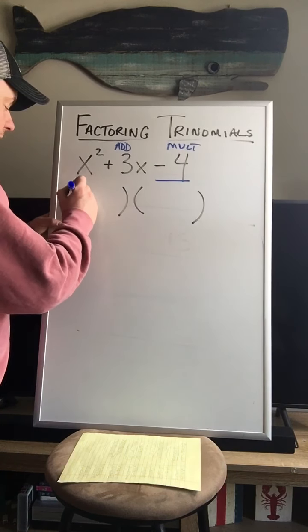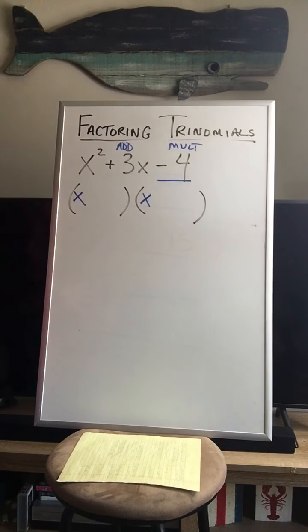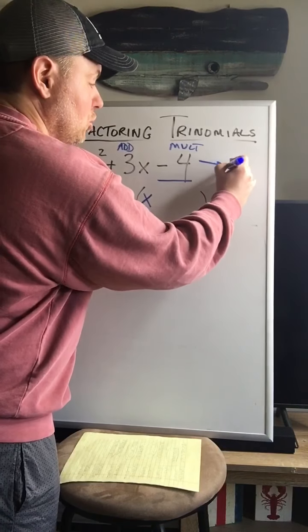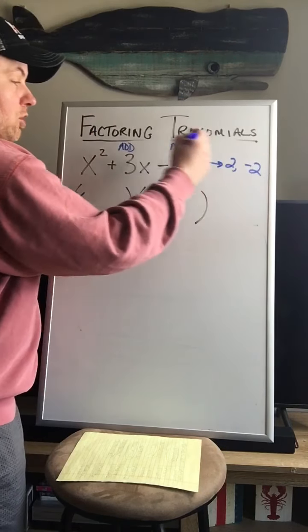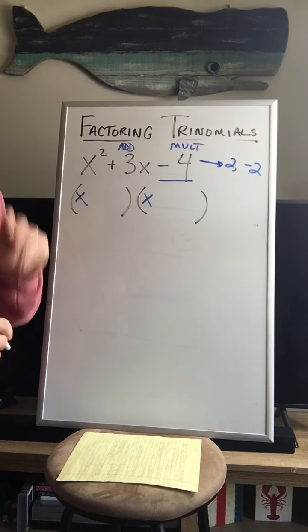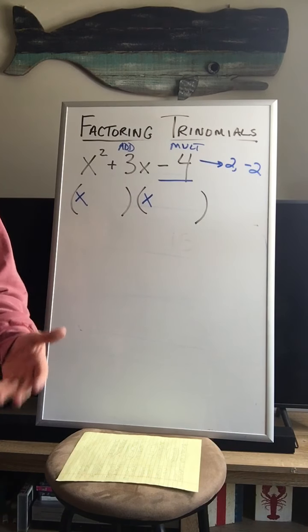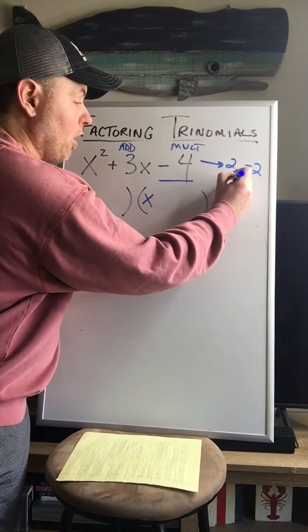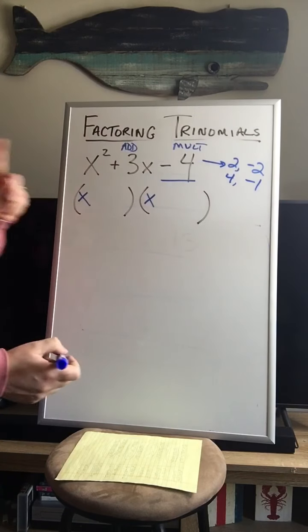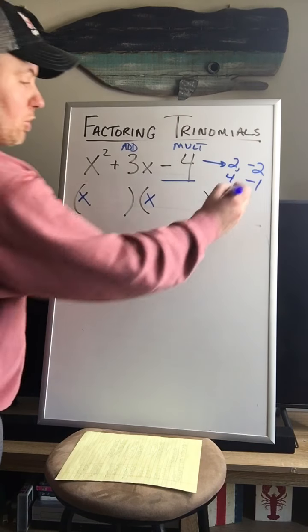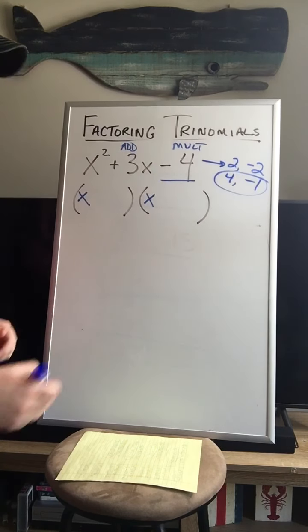So we know it's going to be an x and an x here. What multiplies to -4? Well, if it's going to multiply to a negative, it means the signs are going to be different, right? So like 2 and -2. Those would multiply to -4. But those would not add up to 3. So those are not the numbers we want. What else multiplies to -4? Not many things. 4 and -1. Do those add up to +3? Yes. So that is our pair of numbers.